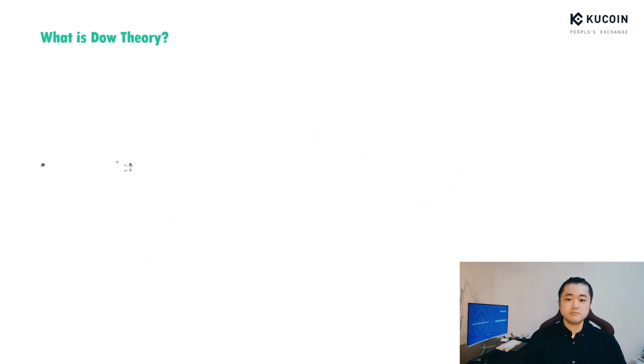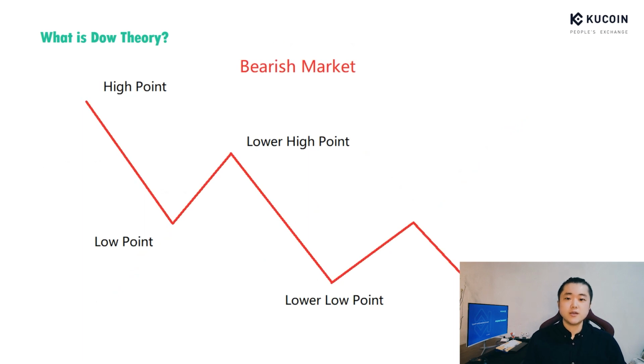From this page, you can see that if the market is bearish or in a downtrend, you will know that the price moves like this. It drops from the high point to the low point, then ascends to a lower high point, and in the end, it drops to a lower low point.